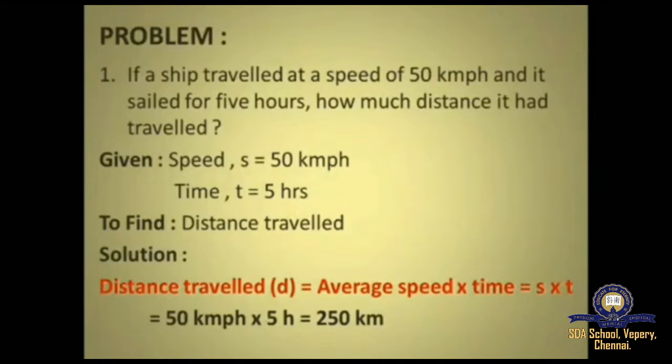So when you multiply 50 into 5, you get 250 and per hour and hour gets cancelled, okay. So only we get the kilometer. So what is the distance traveled by the ship? It is 250 kilometer. Got it, students? What is kmph? It is kilometer per hour, okay. So you're going to cancel the per hour and hour in 5 hours, okay. So when you cancel hour and hour, the SI unit for distance traveled is only kilometers.